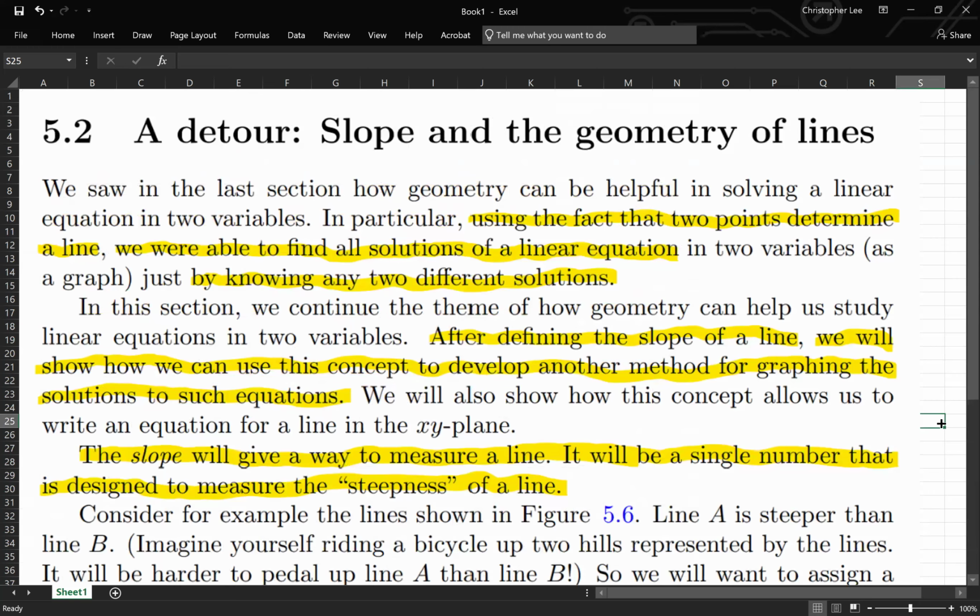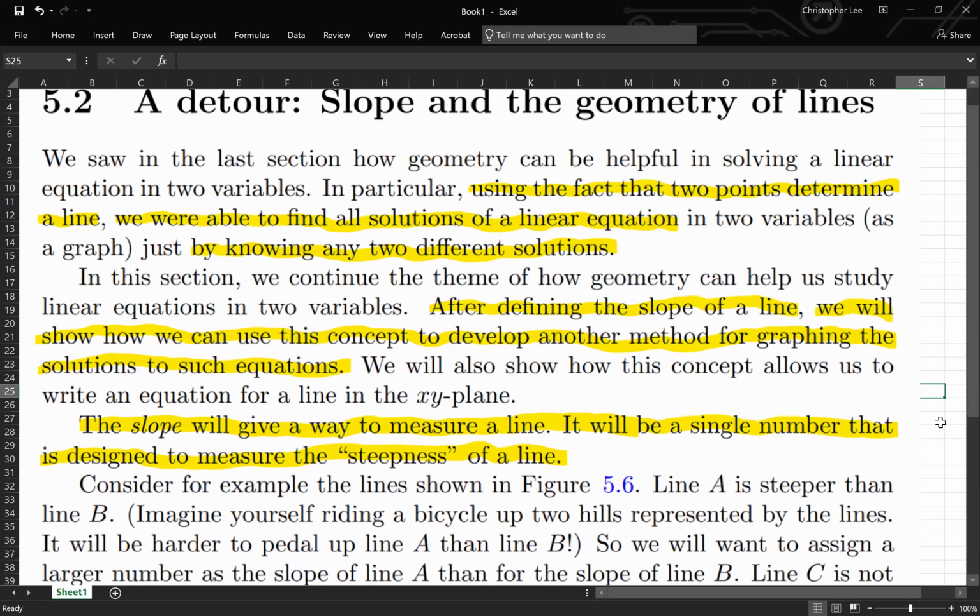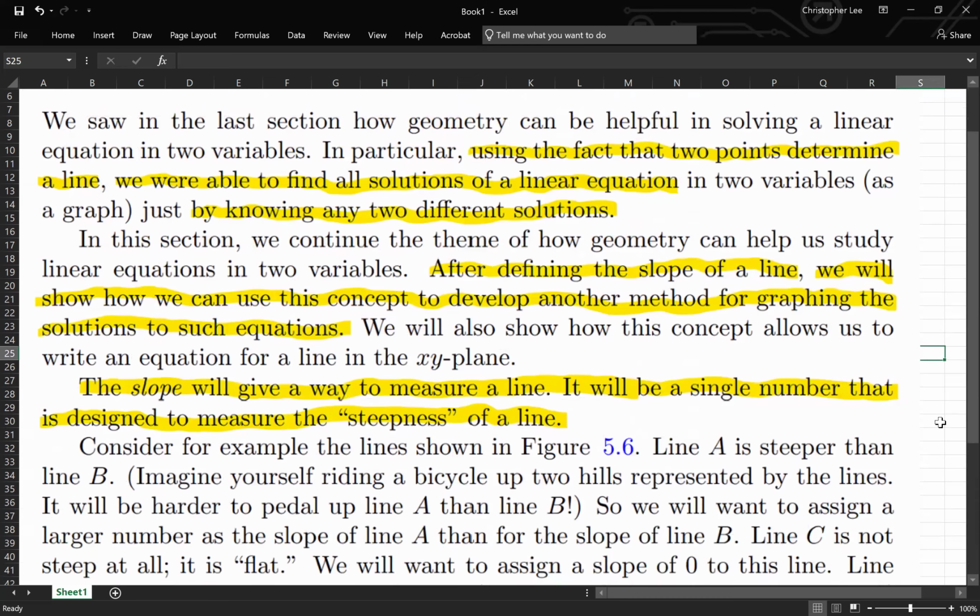All right, so a detour, slope and the geometry of lines, right? That's what we're getting into today. So we saw in the last section how geometry can be helpful in solving a linear equation in two variables. In particular, using the fact that 2 points determine a line, we were able to find all solutions of a linear equation in two variables as a graph, just by knowing any two different solutions.